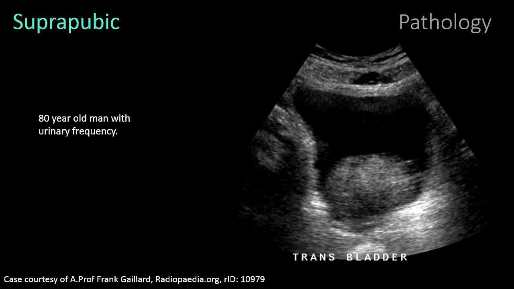This image was acquired from an 80-year-old man with urinary frequency, and here we can see a large round mass at the bottom of the image there, protruding into the bladder. That's his prostate. That's a benign prostatic hyperplasia, and so it was constricting his urethra, and he had a hard time urinating.